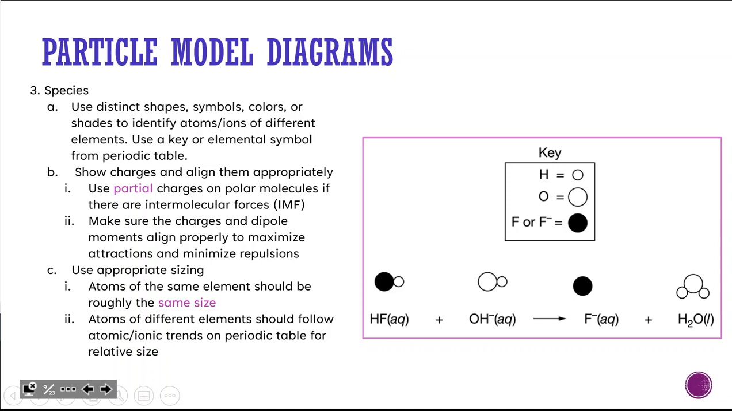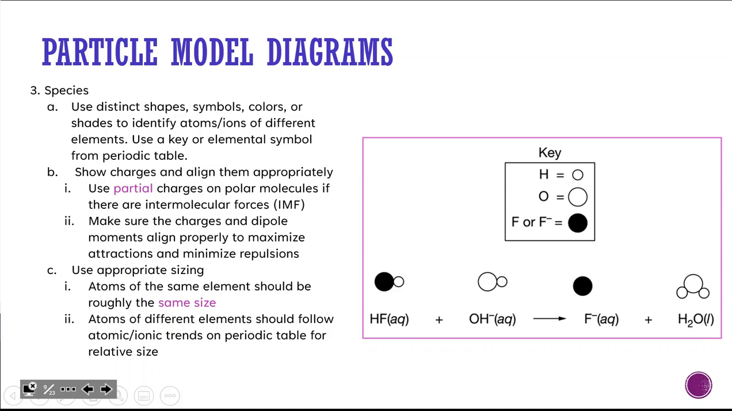This is one from College Board. So you see they're using the little white circle for H, the bigger white circle for O, and the bigger dark circle for F, or fluoride, F minus. Okay? So we'll get into more of showing the partial charges when we get to dipole moments, and more about when we draw the molecules and get into polarity.